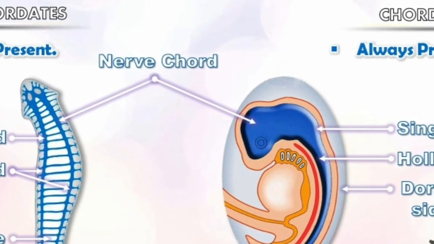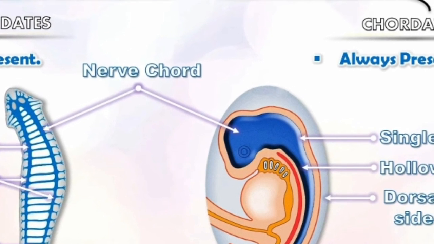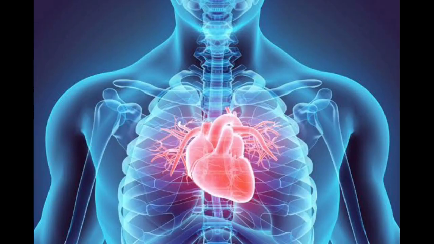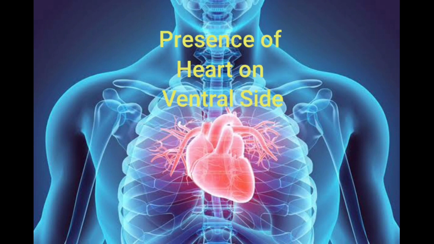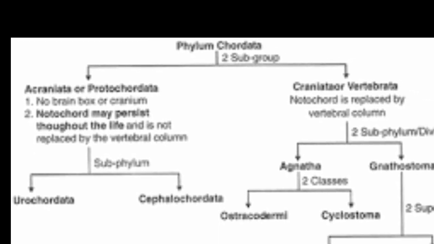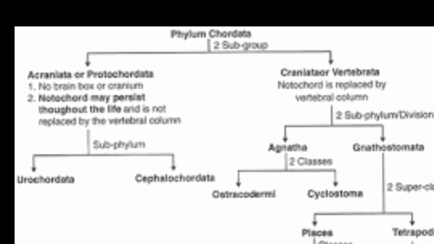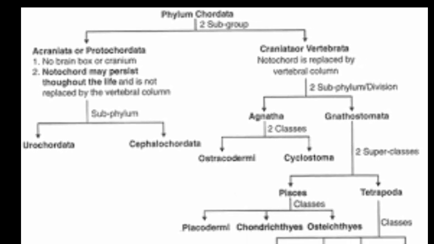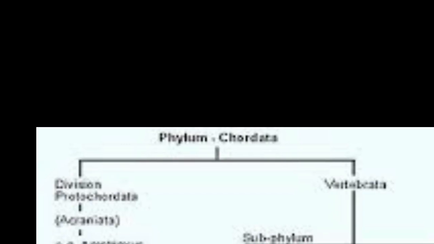Nerve cord is a bundle of neurons which get converted into brain and spinal cord. And the fourth main characteristic is the presence of heart on ventral side. The phylum Chordata is divided into two groups, lower chordates or protochordates and second one higher chordates or craniata.